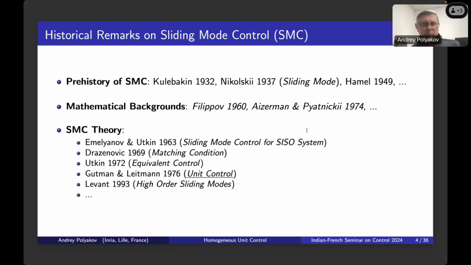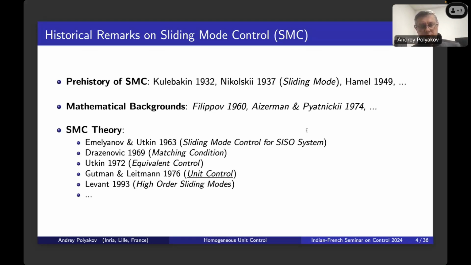So here I give some historical remarks about sliding mode control theory. It's a very old story. It started from the 1930s. Next, some mathematical background was discovered in order to justify some derivations from these very first attempts to study systems which had sliding modes. For example, the notion of sliding mode was introduced in 1937. But let's say the sliding mode control theory anyway started after the Second World War.